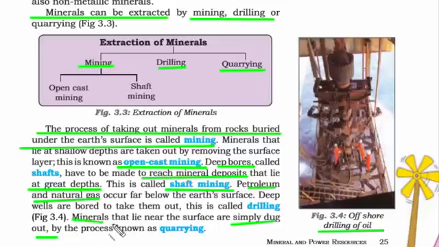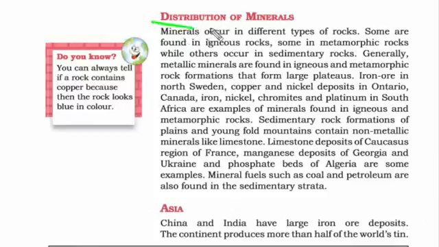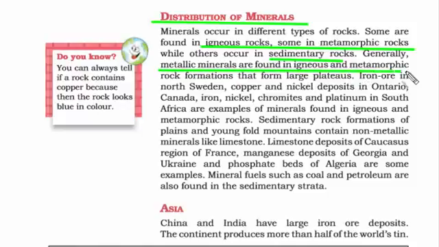You don't have to go deep down. Now let's try to understand the distribution of minerals. So there are basically three types of rocks: igneous, metamorphic and sedimentary rocks. And minerals are usually found in these rocks in different proportion. Metallic minerals are found in igneous and metamorphic.